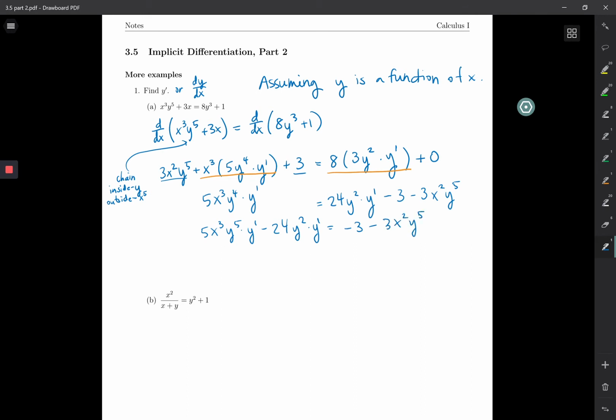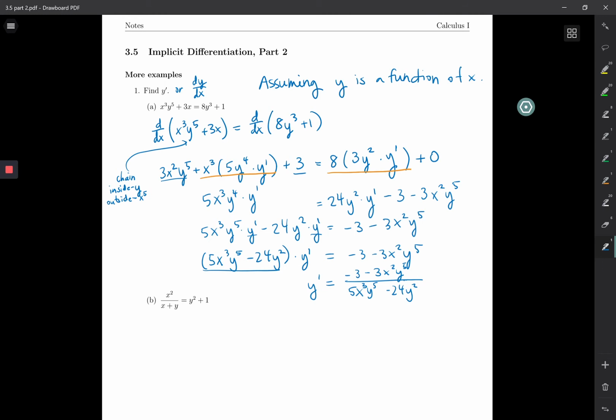Right? So now I have a y prime in both terms, so I can factor that out. So I can write it as 5x cubed y to the 5th minus 24y squared times y prime. Right? So then, just to get y prime by itself, all I have to do is divide both sides by this term right here, right? So if I do that, I'll get y prime equals negative 3 minus 3x squared y to the 5th over this whole thing. So 5x cubed y to the 5th minus 24y squared.